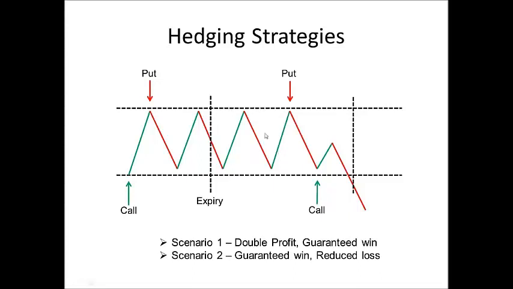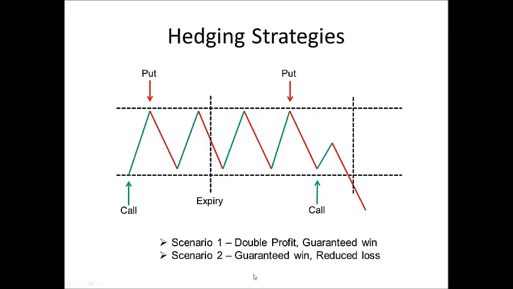Now let's look at scenario 2 using the same strategy. Price has moved up to our resistance, we placed a put. Price comes down to our support, we buy a call, and then this support is broken. We know support and resistance does break, it doesn't always hold. So this support is broken here, and here's our expiry, this long line here. So our call would have made a loss, but our put would have made a profit. So once again we have a guaranteed win.